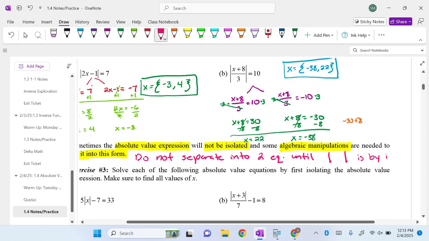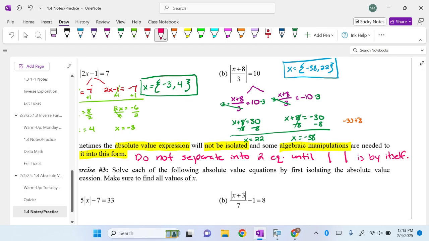is by itself. What I mean by that is, if the absolute value symbol and whatever expression is within it is not by itself, meaning there are numbers being multiplied to it outside of it, or subtracted or added to it outside of it, do not separate into two equations until after you move those other numbers. So all you should have is the absolute value brackets. All right, and you'll see what I mean in just a second.